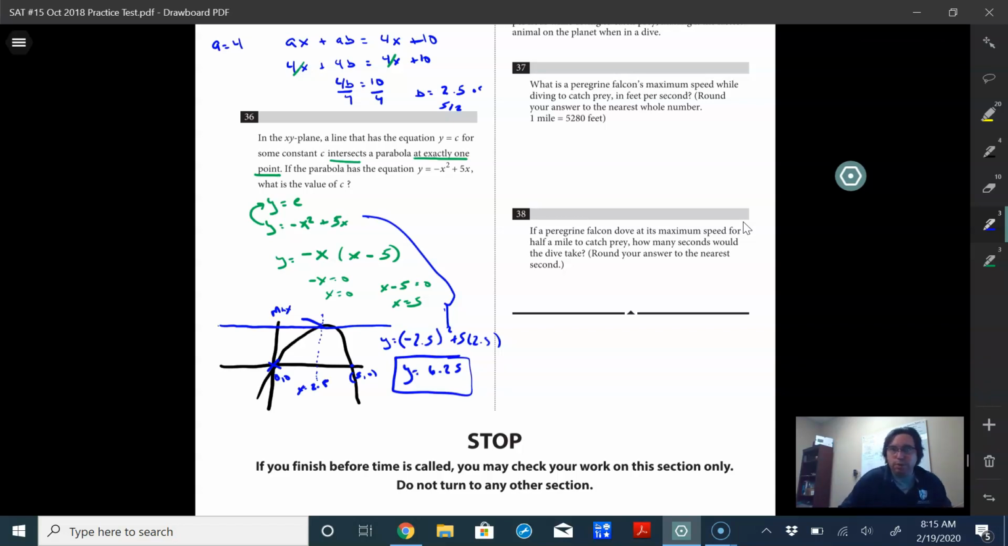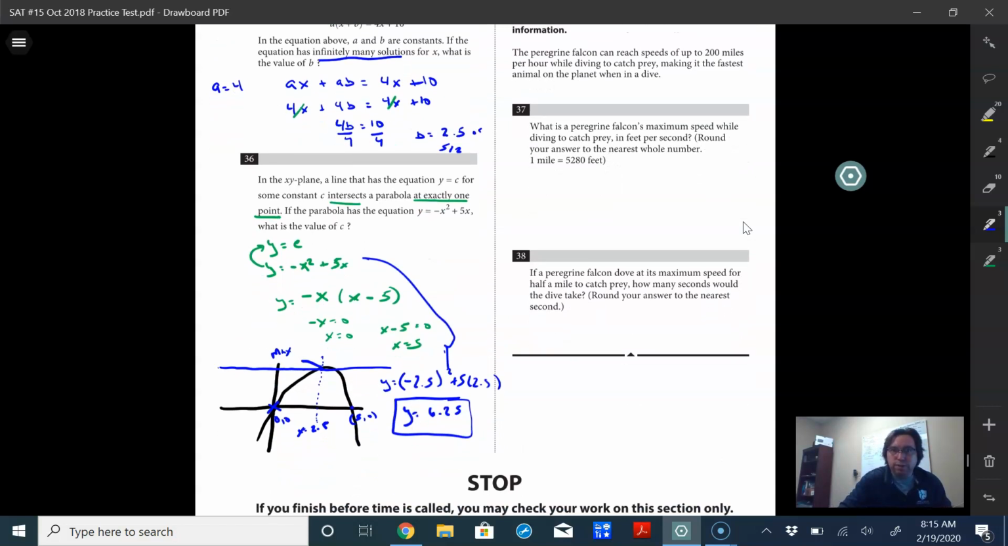Okay, so let's look at number 37. It says a peregrine falcon can reach speeds up to 200 miles per hour while diving to catch prey, making it the fastest animal on the planet when in a dive. What is a peregrine falcon's maximum speed while diving to catch prey in feet per second?